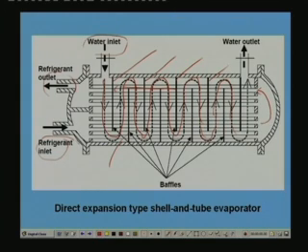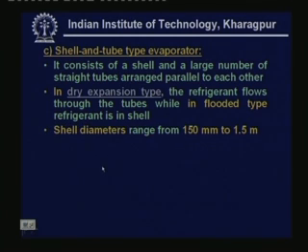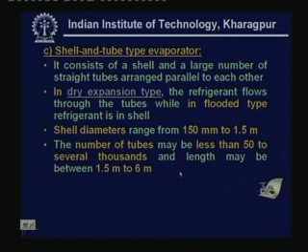As I said, since the refrigerant flows through the tubes, at the end of the tubes you can have superheating. That means the refrigerant that goes out can be a superheated vapor. Now let us look at the other features. The shell diameters normally range from 150 mm to 1.5 meters. The number of tubes may be less than 50 to several thousands, and the length of the heat exchanger may be between 1.5 meters to 6 meters.